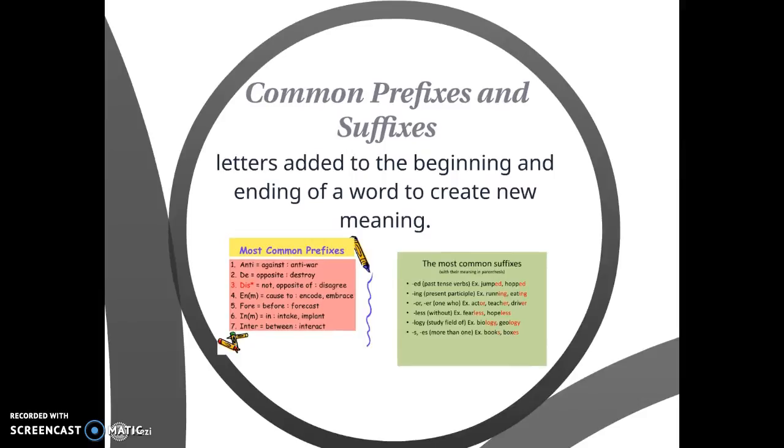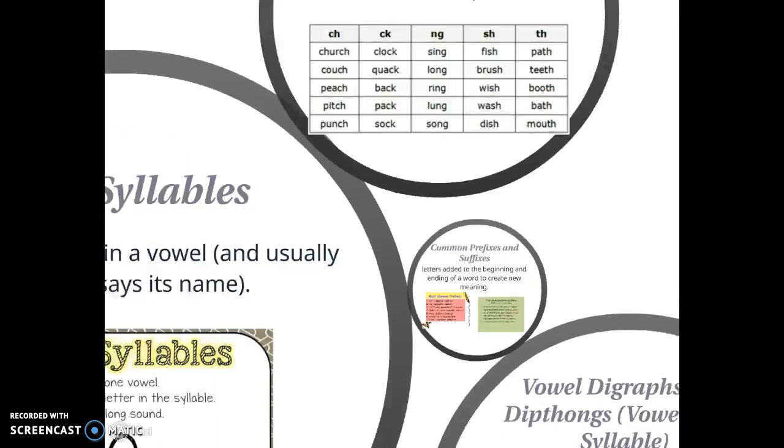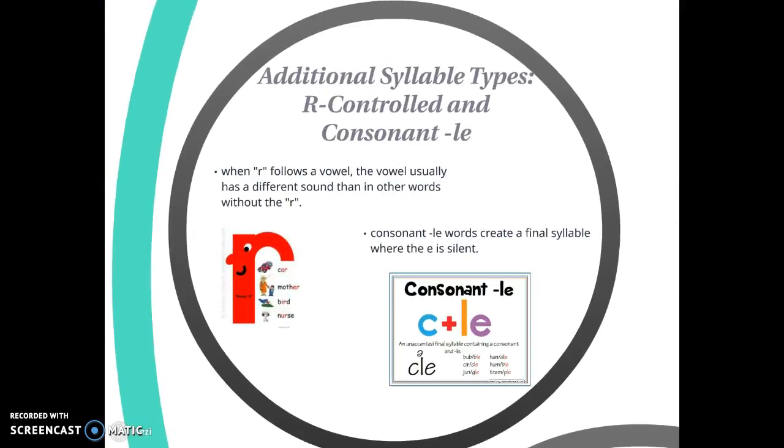Then you would move on to common prefixes and suffixes. Those are letters added to the beginning or ending of a word to create new meaning. Also, R-controlled words, or syllables, or consonant LE syllables. My students would think it was funny when I called it a bossy R, because it would make the vowel change its sound. And then consonant LE words create a final syllable where the E is silent.